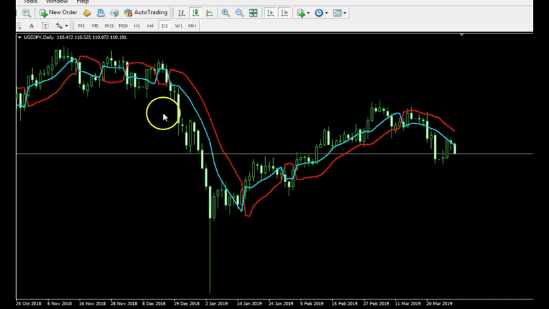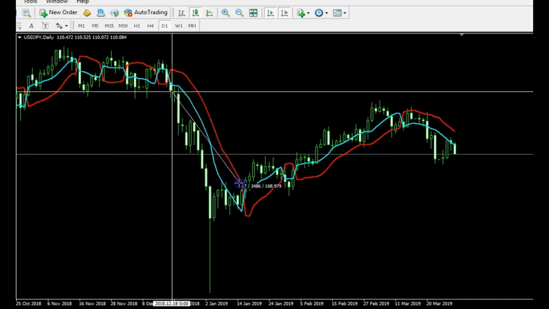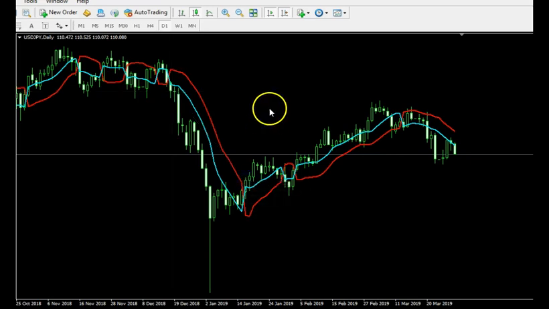You can just ride this thing all the way down and not exit until it flips positive again. And you would have gotten that right here. So let's see what that would have been. If we enter here, right about to here, I don't know, 335, 340 pips. Not bad at all.